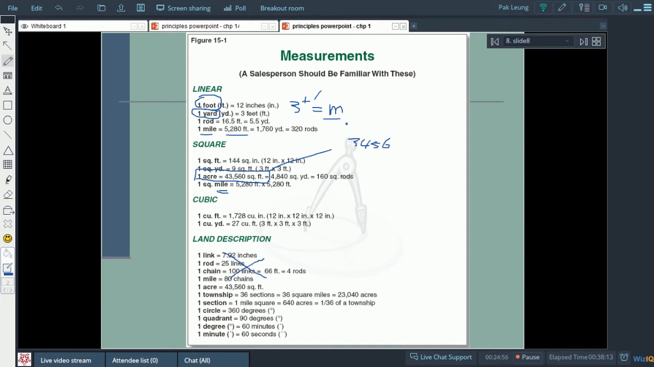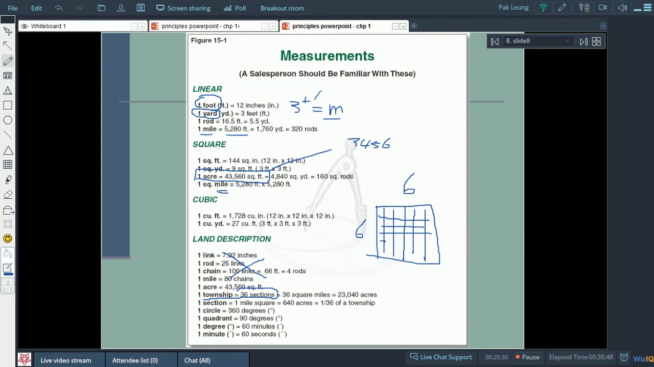Now, in the old English system, they have rods and links and all that. Don't worry about that. They won't test you because it's not being used anymore. And then the township, 一个小镇, is 36 sections. It's basically 6 miles by 6 miles. We're gonna get into more of that. 6 miles by 6 miles.